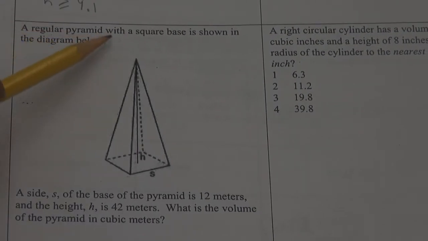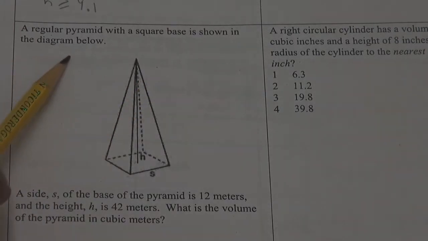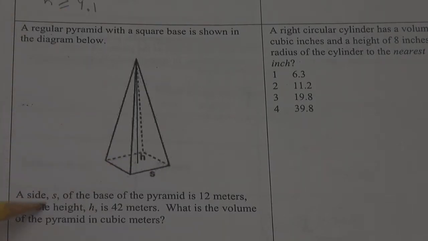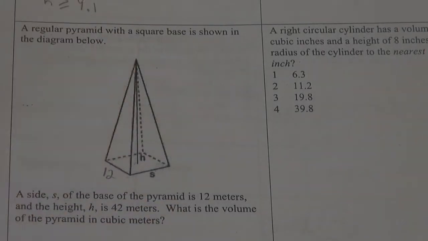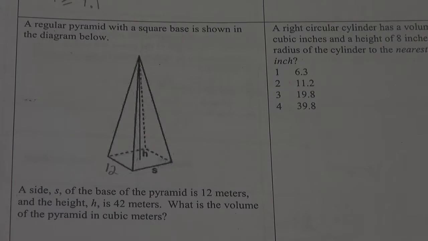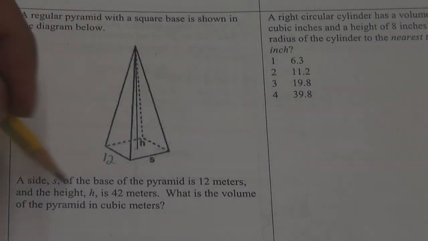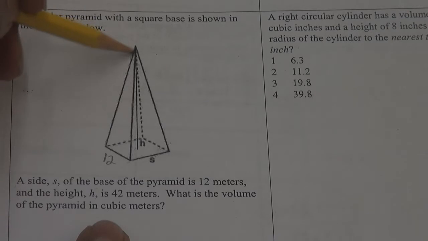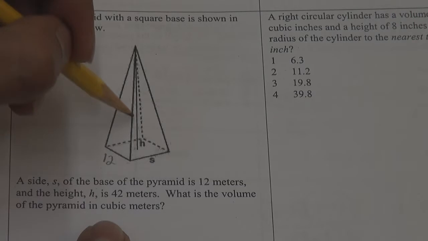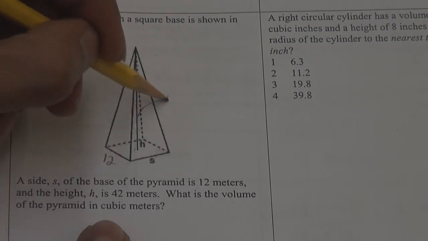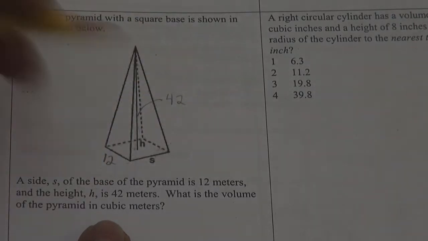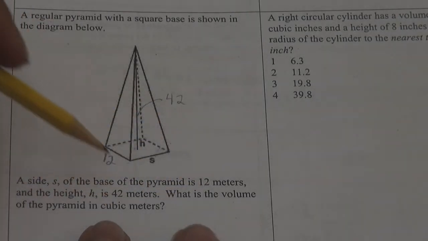A regular pyramid with a square base is shown in the diagram below. So this is the pyramid and this is the square base. A side S of the base of the pyramid is 12 meters. So the side is 12 meters. What else? And the height H is 42. The height H, the height of the pyramid. So the height right here is 42. Okay, I'm just going to put 42. What is the volume of the pyramid in cubic meters?